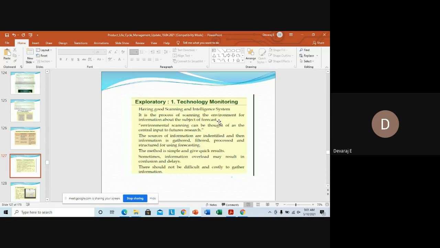So it's a process of scanning the technologies. What type of technology we can update in our product to complete the task, this is called technology monitoring. So you can see here, environment scanning can be thought of as the central input to future research. So it's very important. This depends upon the future. For example, later, in 10 years, you want to give this product to the customers.